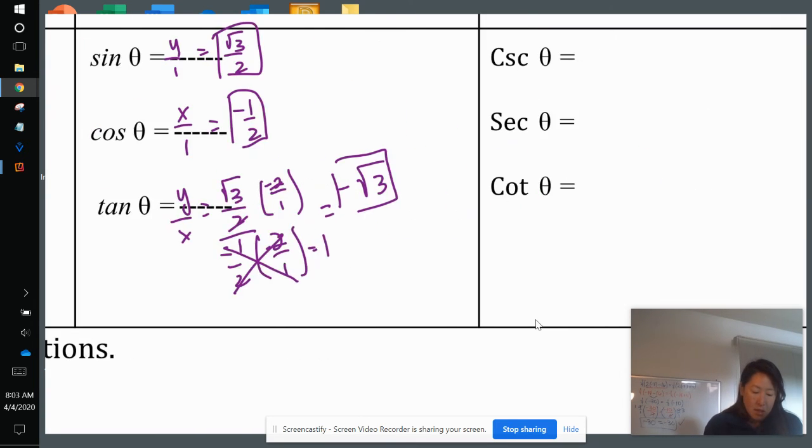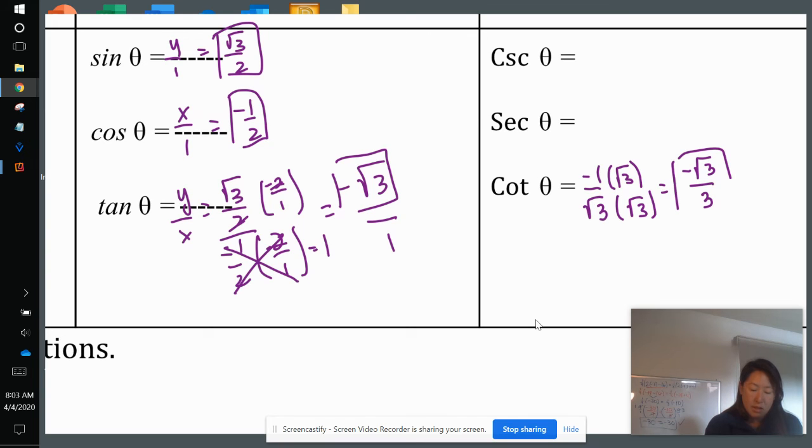Okay, secant, cosecant, and cotangent. For cotangent, I can write this over 1 if I want. So that would be negative 1 over the square root of 3. Rationalize. So negative square root 3 over 3. See, these patterns repeat. Secant would be negative 2 over 1, which is just negative 2. And cosecant would be 2 over the square root of 3.